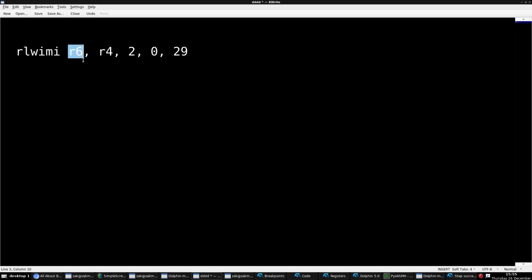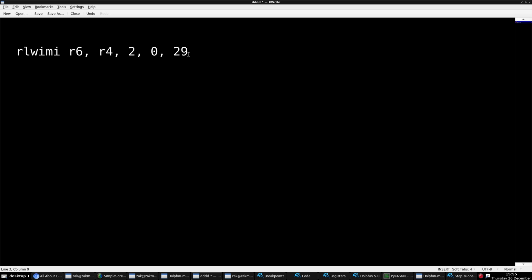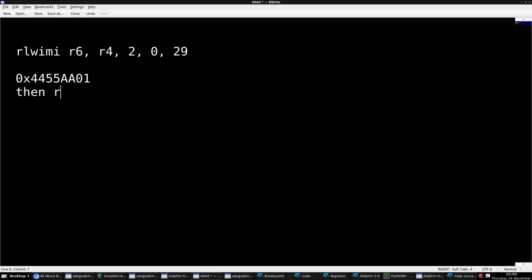Source register, destination register, how many times we're going to rotate the bits, and then the mask beginning, mask end. But keep in mind, we're not going to use the mask for logical ANDing. It's going to be something different. So let's say before the rotation, R4 is this. Alright, this is R4 before we rotate the bits by 2. Alright, we go ahead and rotate the bits, and we're left with this.